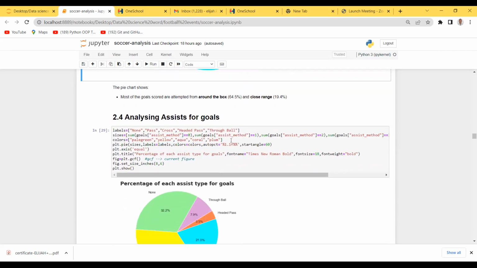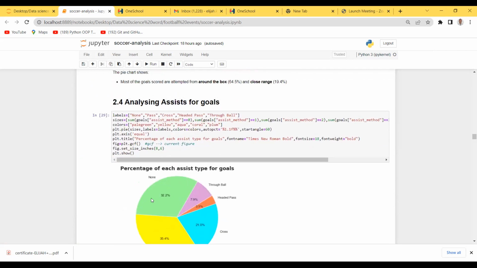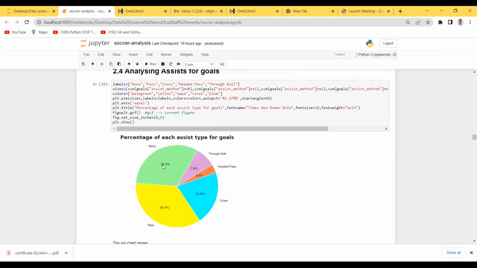So analyzing assists. This is assist now. Goal scored against assist. So this means that 5% of the goals scored were under pass assist. How do I connect this? A pass happened so that the goal would happen. How would I explain that during the presentation?